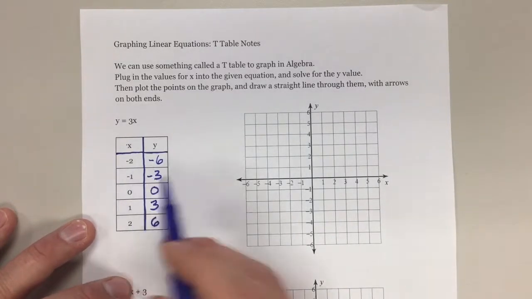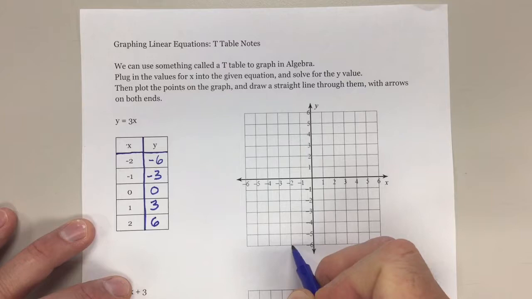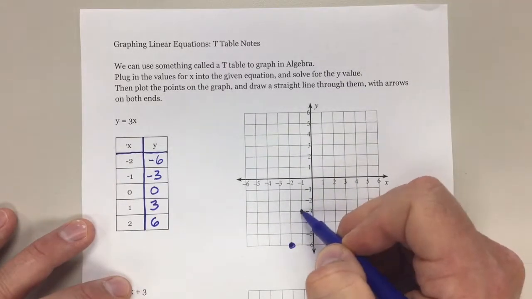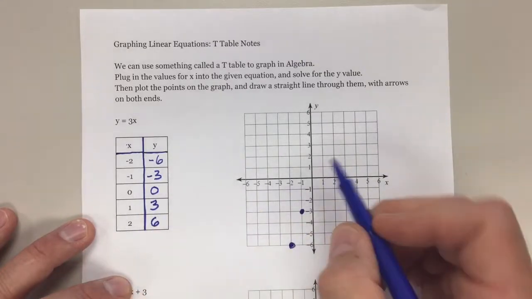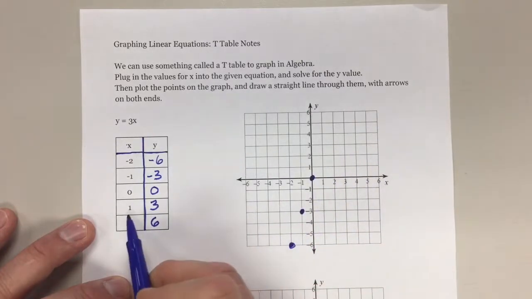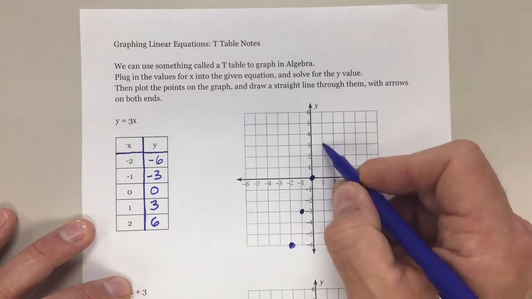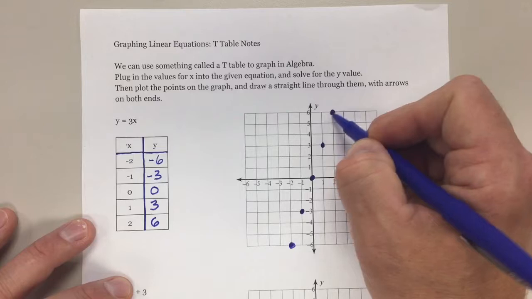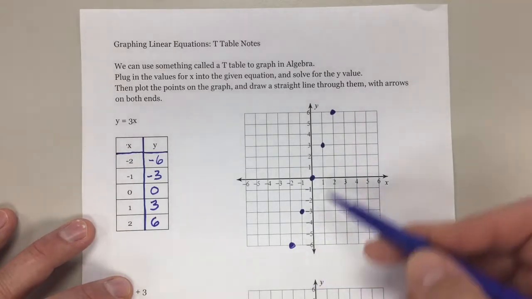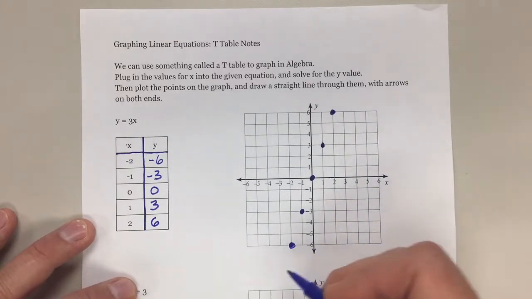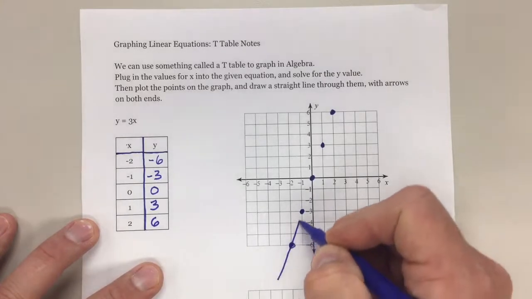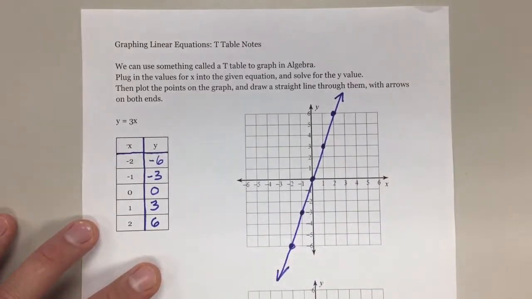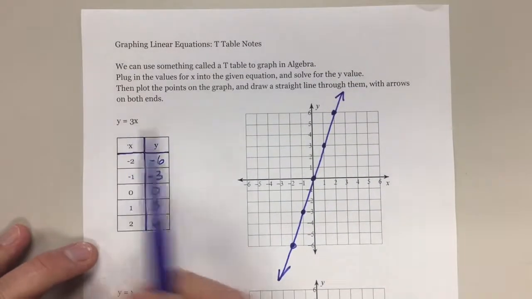So I'll start graphing the first point, -2, -6. Then -1, -3. 0, 0, which is the origin. 1, 3, so 1, 3. And 2, 6, so 2, 6. If I do it correctly, all of my points should form a straight line. And now I just connect them as well as I can with a free hand and put an arrow on both ends. And I have just graphed the line y equals 3x.